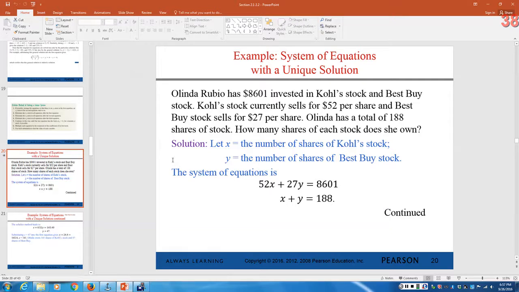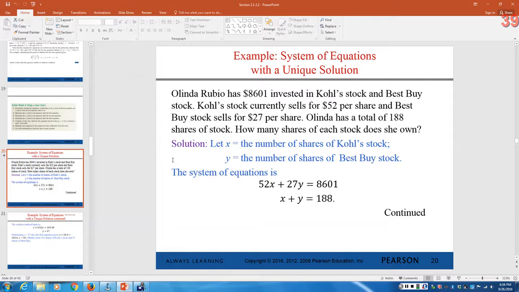And I told my other class, this is what I would normally classify as a stupid problem, because if Olinda is so stupid she can't remember which way she invested her stock, she doesn't deserve the money. So she has $8,601 in Kohl's stock and in Best Buy stock. And she knows what they currently sell for, so she wants to know, she's got 188 shares of stock, but she doesn't know how many shares of each one she's got for some reason.